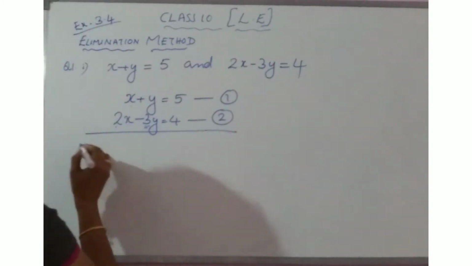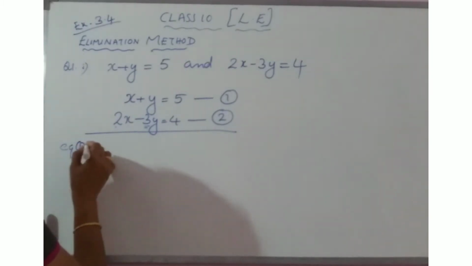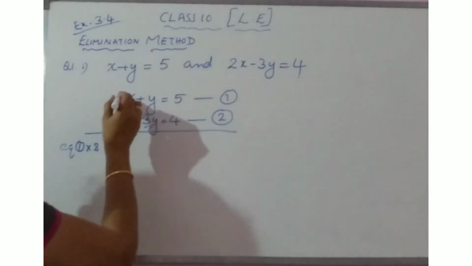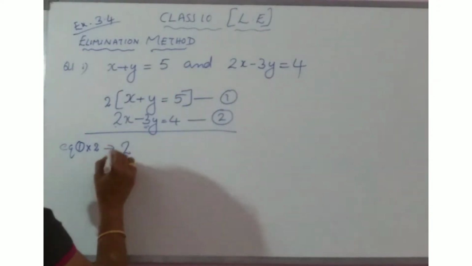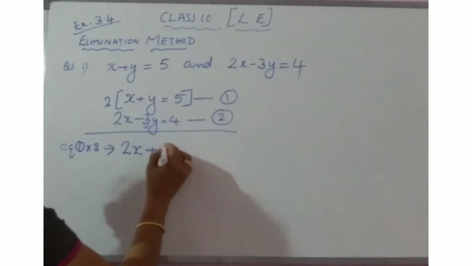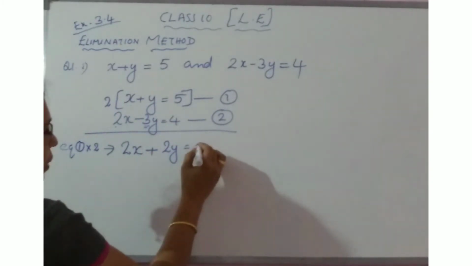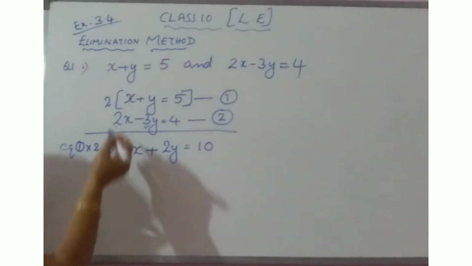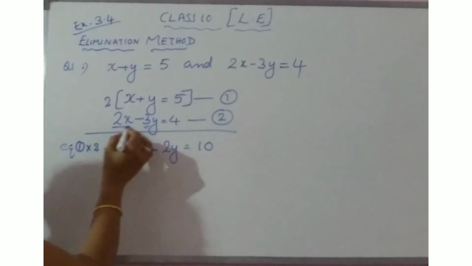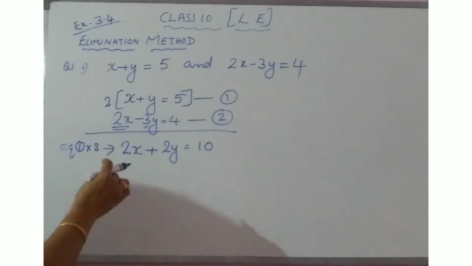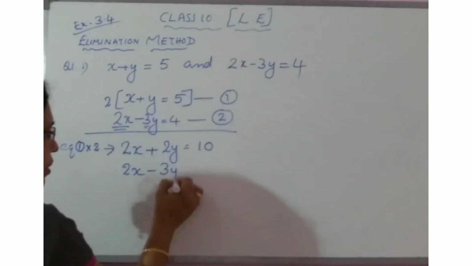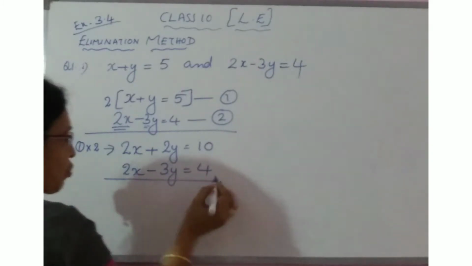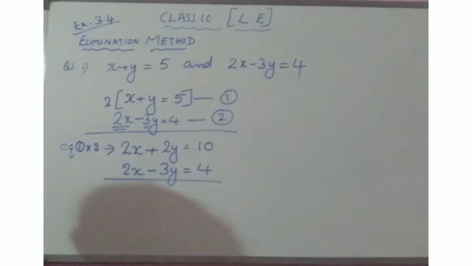So here I am going to multiply equation 1 by 2. Multiplying equation 1 by 2, you will get 2 into x, 2x, plus 2 into y, 2y, is equal to 2 into 5, 10. The second equation we can write as it is, because the coefficient of x is 2 here, so the x terms are now equal. So the second equation is 2x minus 3y is equal to 4. The first step is over.